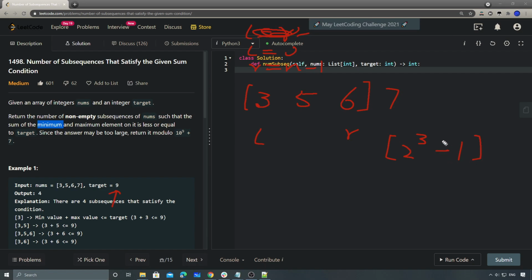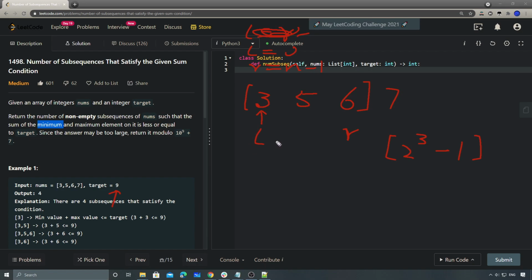Basically, we have 7 total non-empty subsequences from this one. But like I said, we cannot use all of the subsequences. Our restriction here is that we have to include this 3, because the precondition to use these numbers is that we have a minimum number of 3. We have to fix this one, because if we only have this 5, then the minimum number will be 5, but we need the minimum number to be 3.